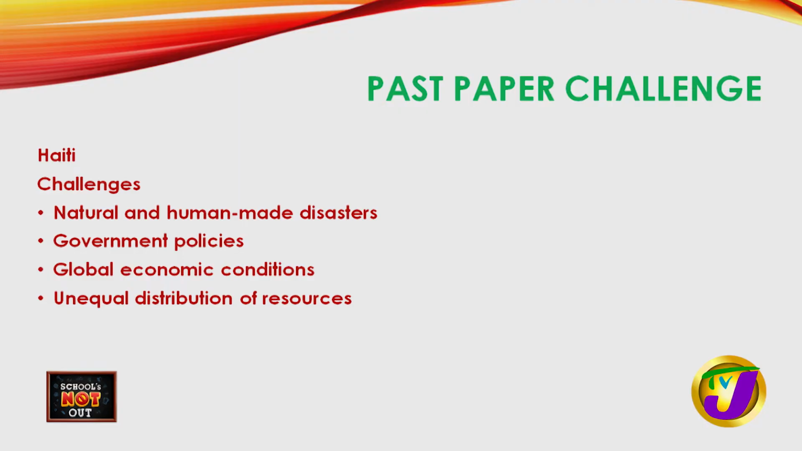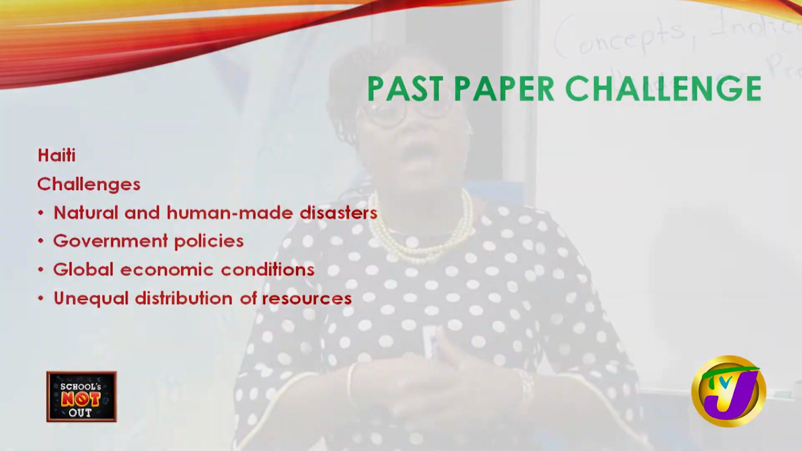And then you will have unequal distribution of resources. It is true that there is a 1% of the population of Haiti who have access, and yet the majority of the population do not have access to basic resources. Some of the same SDGs that we mentioned earlier: clean water, zero hunger, no poverty. These are realities that do not exist in Haiti.